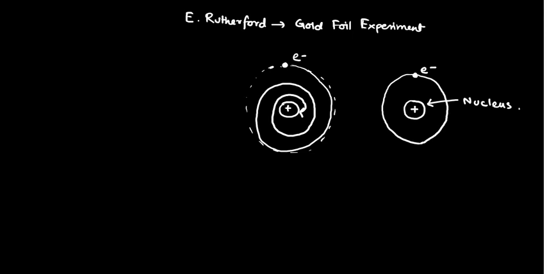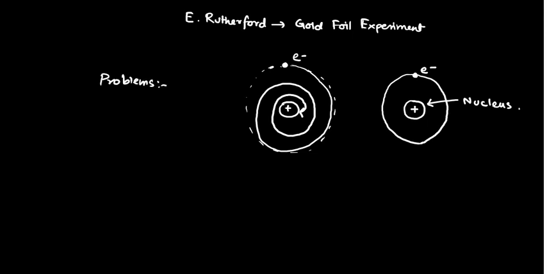So this was not the only problem. Later, other problems also came into existence apart from the stability concept, stability of an atom. What was that? The first thing which came into existence was, what about the emission spectra that we can see? So which are the problems?